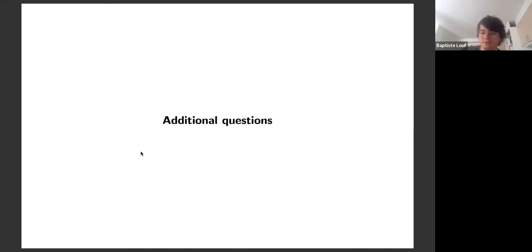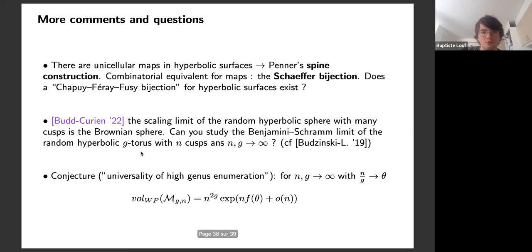So that was for the ideas of the proof. I'm just going to end this talk with a couple of additional questions, open questions. So of course, the main open question is the conjecture.